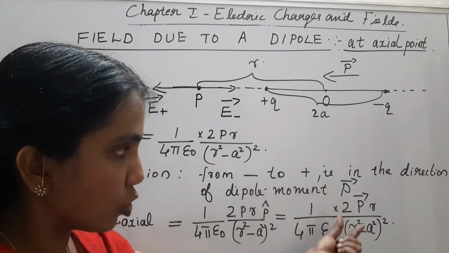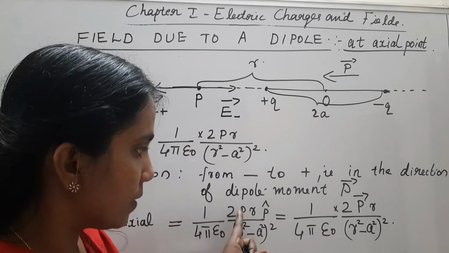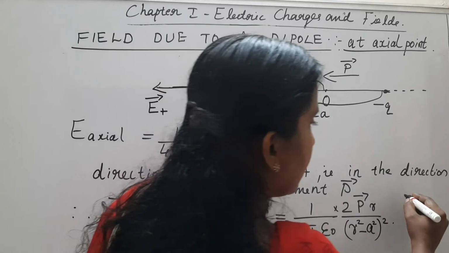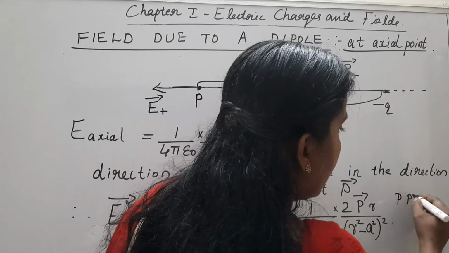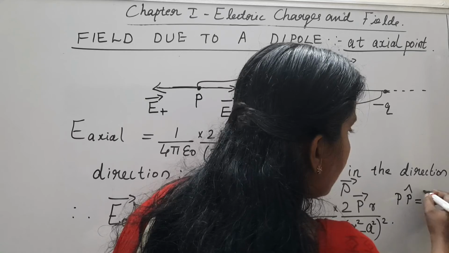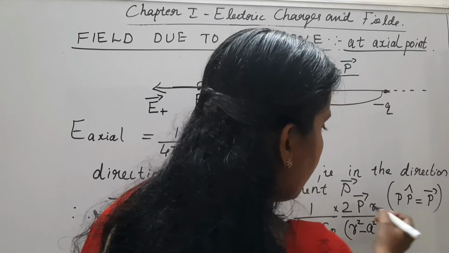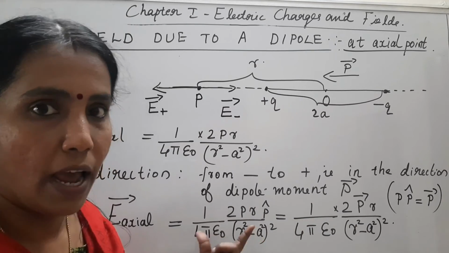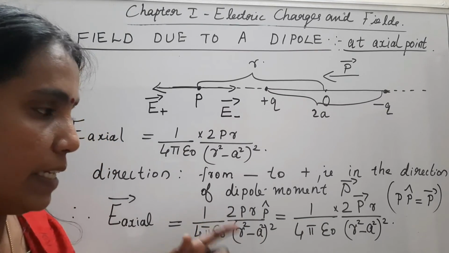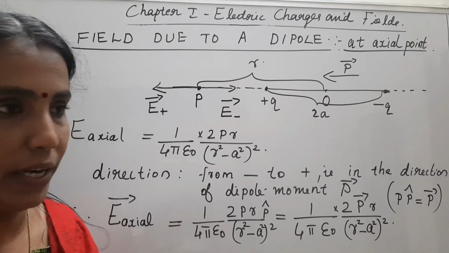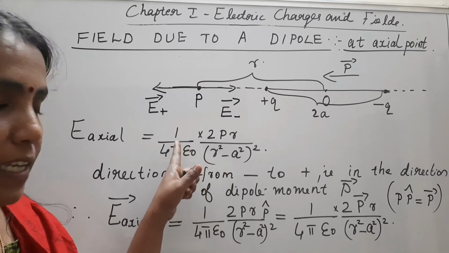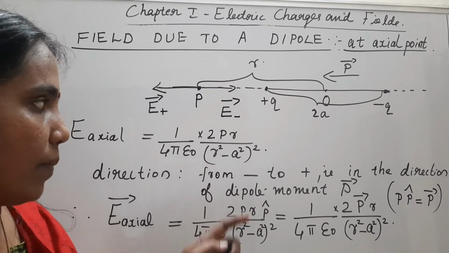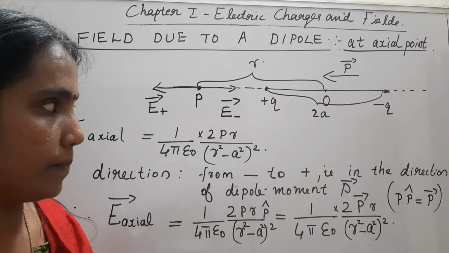And this can also be written like this, because P into P cap, magnitude P into unit vector P, becomes vector P. So both ways we can write the expression for axial field. So the axial field is in the direction of dipole moment, and the magnitude of that axial field is 2pr by 4 pi epsilon 0 into (r square minus a square) whole square.